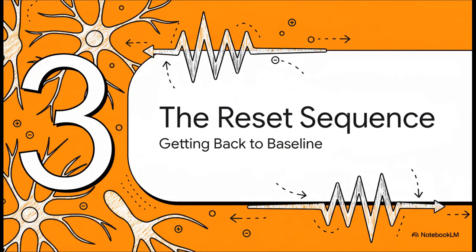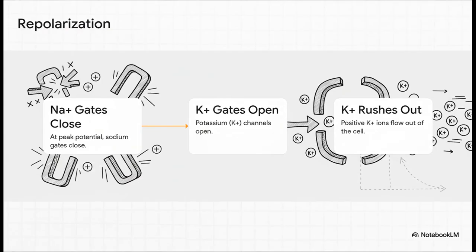pain. Okay, so the neuron has fired. Awesome. But now what? It can't just stay in this fired-up state forever. If it wants to send another signal, it has to reset itself, and it has to do it super fast. This brings us to the reset sequence, a process we call repolarization. So how does it hit the reset button?